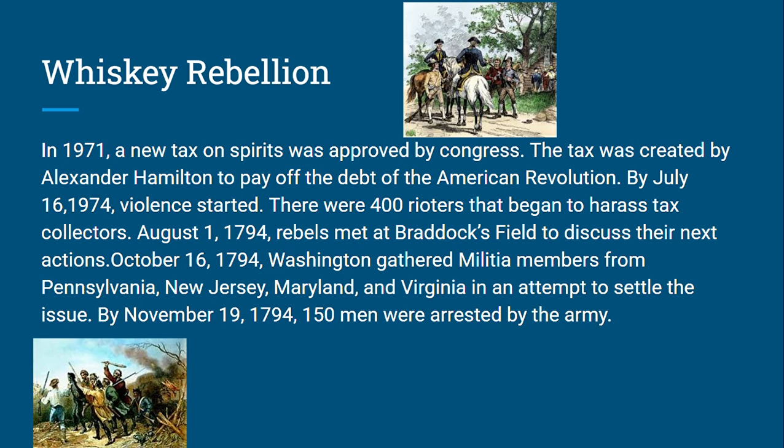August 1st, 1794, rebels met at Braddock's Field to discuss their next actions. October 16th, 1794, Washington gathered militia members from Pennsylvania, New Jersey, Maryland, and Virginia in an attempt to settle the issue, and by November 19th, 1794, 150 men were arrested by the army.